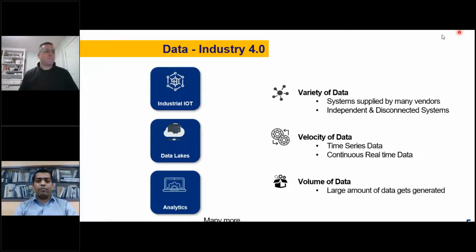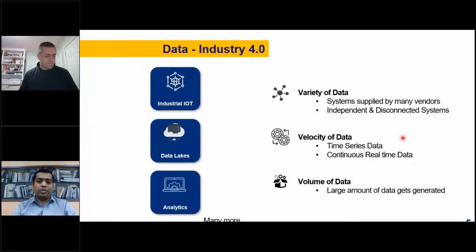If we talk about the variety of data, we have a lot of different systems on the manufacturing shop floor. These are systems supplied by many different vendors, commissioned at very different points of time. They were not meant to communicate with the outside world. Now with Industry 4.0 coming into the picture, we need to integrate those systems for applications like what I just mentioned. So that is one of the challenges: we have a variety of data.